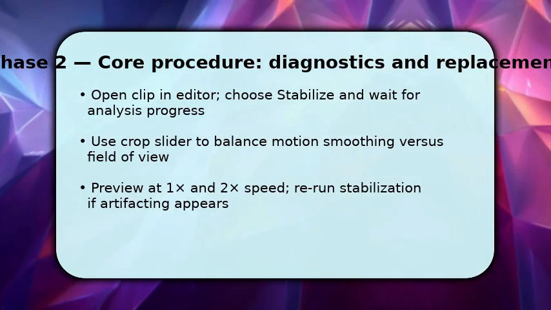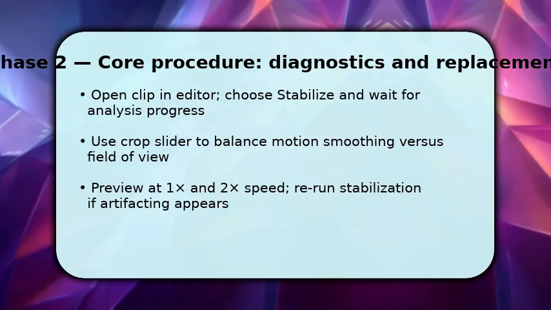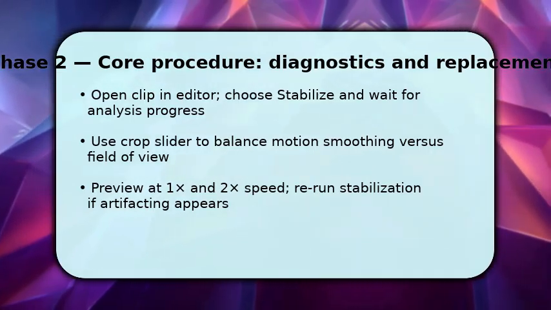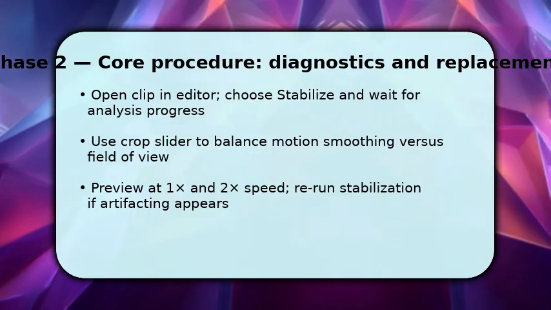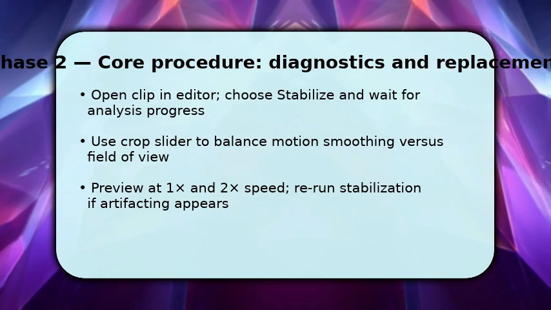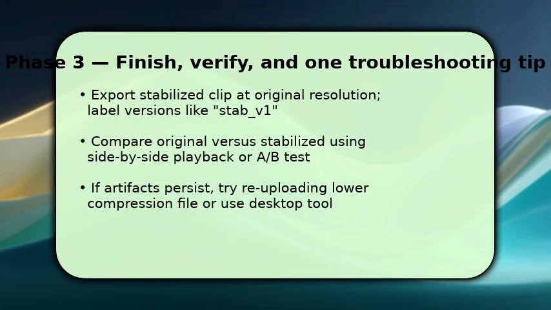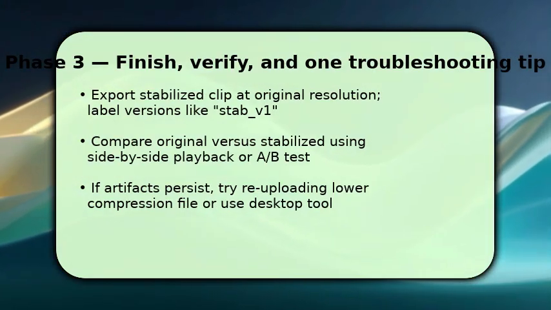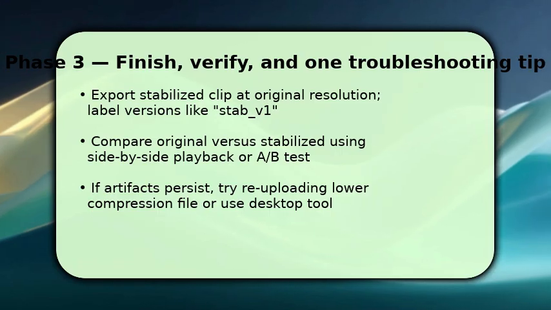Play back at normal and faster speeds to spot jitter or wobble. If you see warping or weird edges, undo and try a lighter stabilization setting or retrim the clip to remove extreme motion segments. Finish by exporting the stabilized clip at the highest available resolution so you preserve detail.